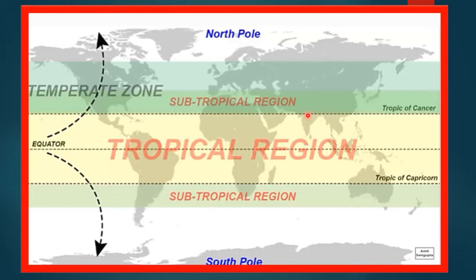And you are also aware of the fact that as we go away from the equator towards the poles, North Pole and South Pole, what happens? The temperature as well as the rainfall decreases. And the most important reason for this phenomenon is the input of solar energy.